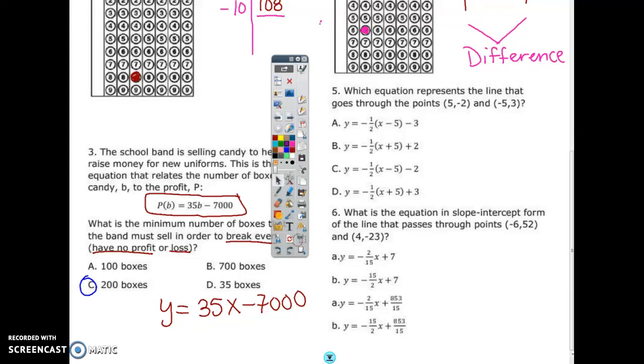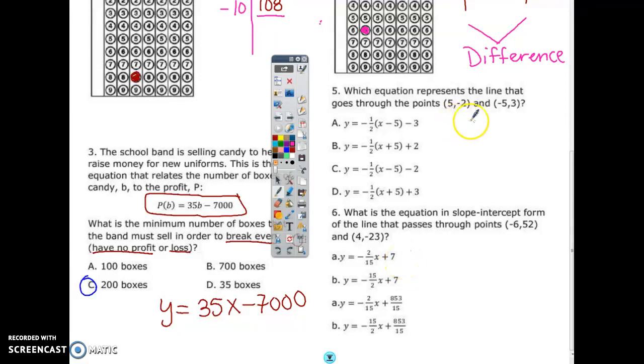Okay, so we're continuing on with question 5. It says, which equation represents the line that goes through the points (5, -2) and (-5, 3)? Okay, so like I said, we've been doing this all week, but it's a little different. If you look at the answer choices, they're not all like y equals mx plus b like number 6 is.